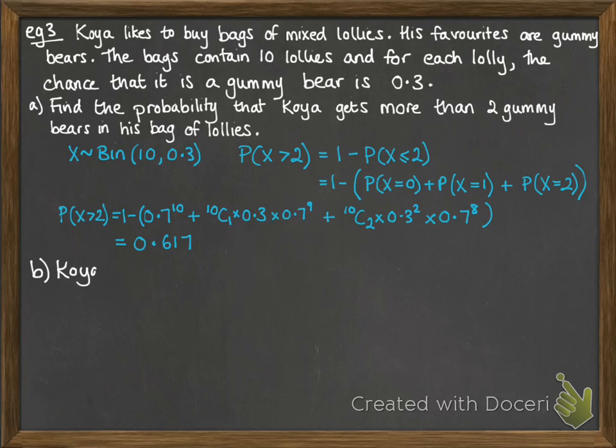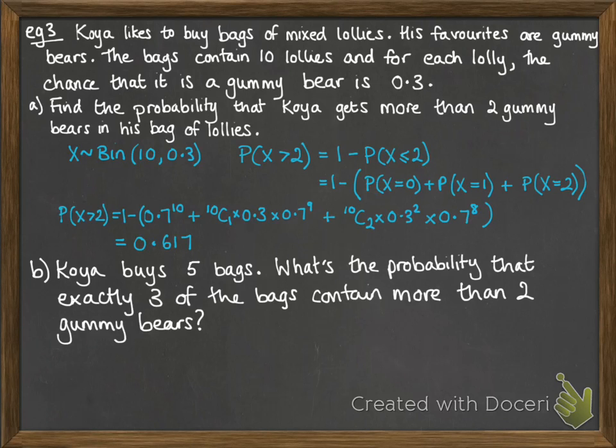Right, next part. Part B, Koya buys 5 bags. What's the probability that exactly 3 of the bags contain more than 2 gummy bears? Now bear in mind part A was finding out the probability that you get more than 2 gummy bears in the bag of lollies. So now we have a new distribution.